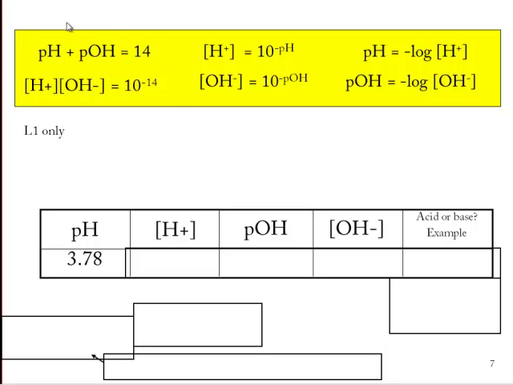Here are the 6 formulas you need in order to solve these problems. They all relate pH, pOH, hydrogen ion concentration, and hydroxide ion concentration. They're all based on 2 simple ideas. One, in water, the more H plus you have, the less OH minus you have. Number 2, specifically, if you multiply those 2 concentrations together, you'll get 10 to the minus 14th. That's moles per liter for your units.